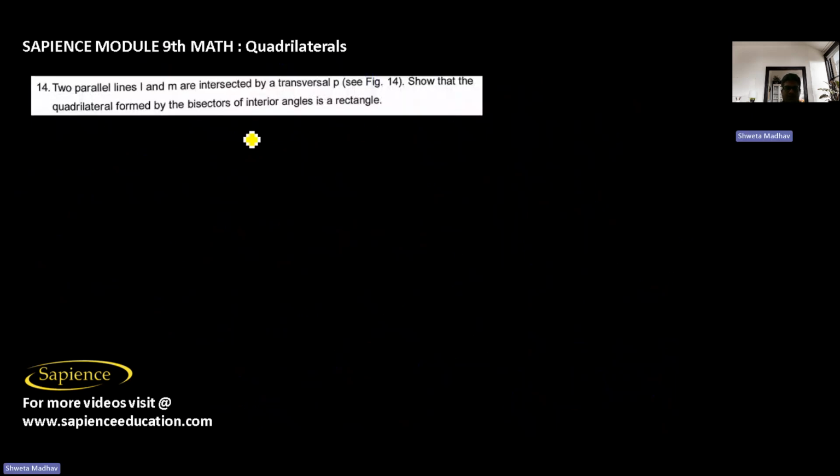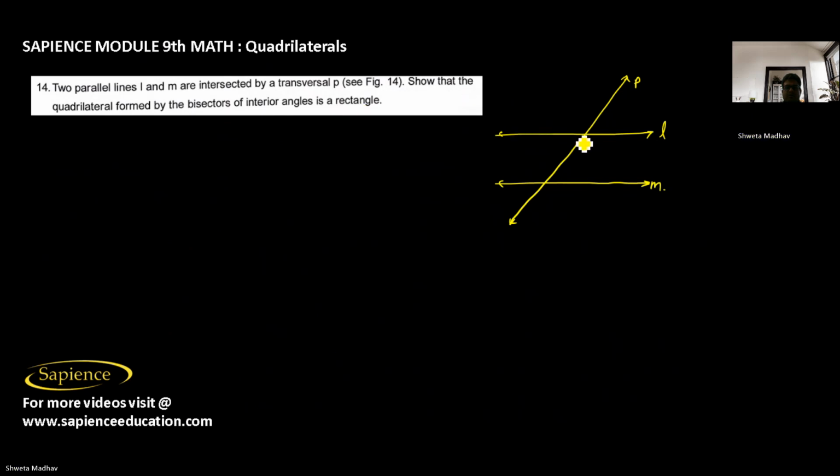Here it is told that two parallel lines L and M are intersected by a transversal P, so that the quadrilateral formed by the bisectors of the interior angles is a rectangle. So this is the angle bisector, this is another angle bisector, this is another, and this is another angle bisector of the interior angles.